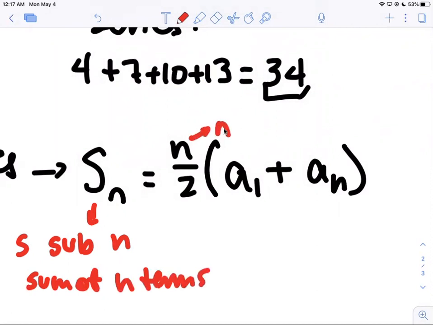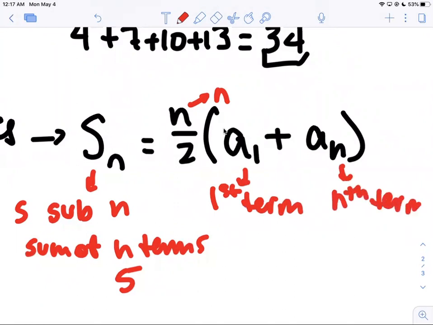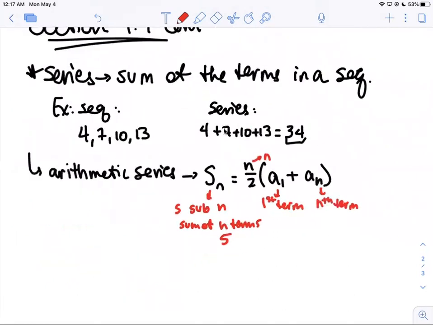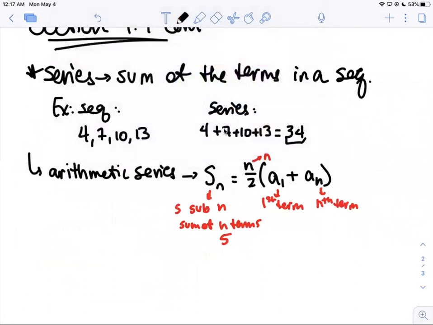I know writing n and then drawing an arrow to say n is kind of counterintuitive. But if I say the sum of the first 5 terms, then this n would be 5. It's kind of hard to generally write about that number, so I just write n. If you hate it, write something else. A sub 1 is my first term, and a sub n is my nth term. Technically, in this formula, I don't need to know my d, my common difference, the number that you add or subtract each time to get to the next number.